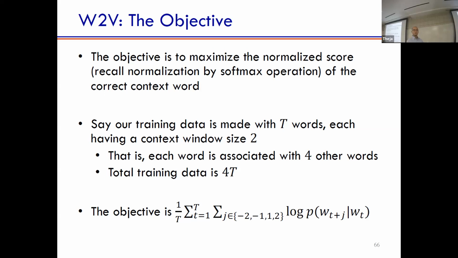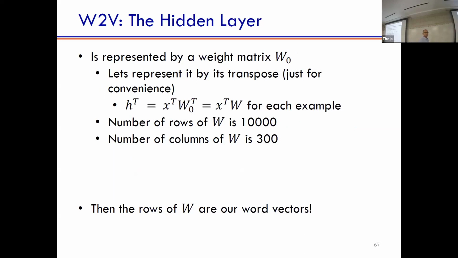The objective is just cross entropy loss. It's just a regular classification problem. So, what are the embeddings now in this network? Remember that we have a weight matrix. Let's call it W0, the first weight matrix.